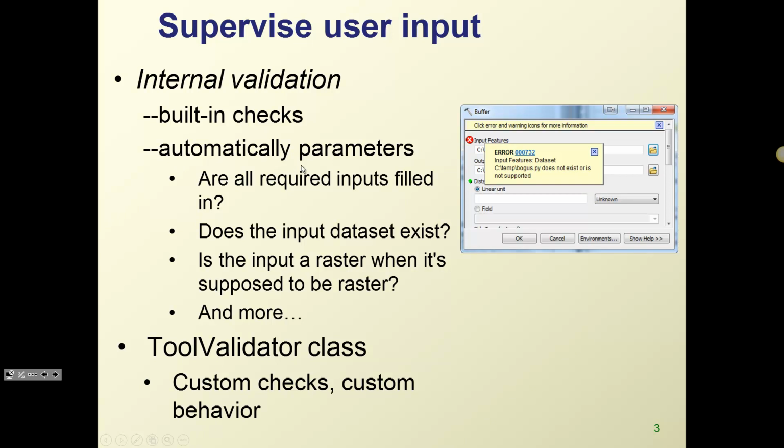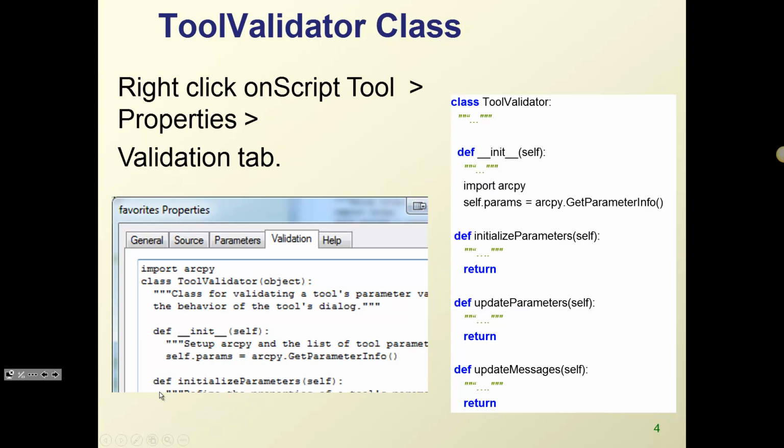It will also check to make sure that you've entered the required parameters. When you click OK, if you leave some of the required parameters blank, it will find that out and give you an error message, and it won't try to run the tool with the required parameters empty. So those are some of the internal validations that are built in. But you can add additional ones, and you can put code that will do things like update another field based on what one field has, or check something more sophisticated than whether it ends in SHP or exists or not. So that's what the tool validator class is there for.